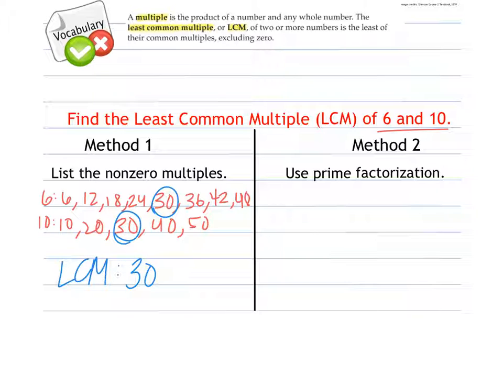The other method, just like with greatest common factor, is to do the prime factorization, so the factor trees. So 6 is 2 and 3, both of those being prime. So 6 equals 2 times 3. Now with least common multiple, when you're doing this method, you write them in exponential form, so they're written with exponents, but in this case there aren't any, so we just write it like this. 10 would be 2 and 5.